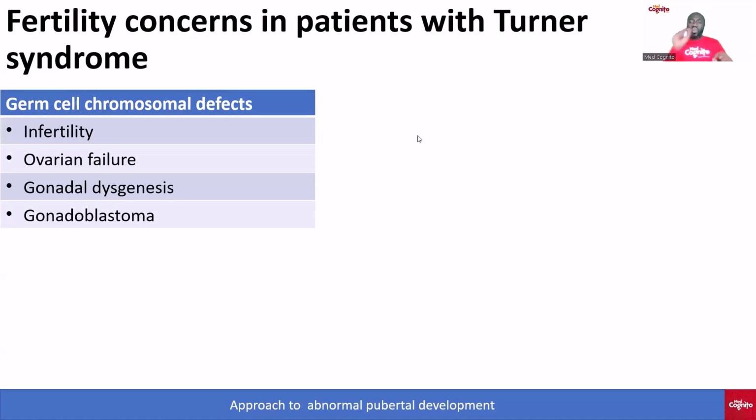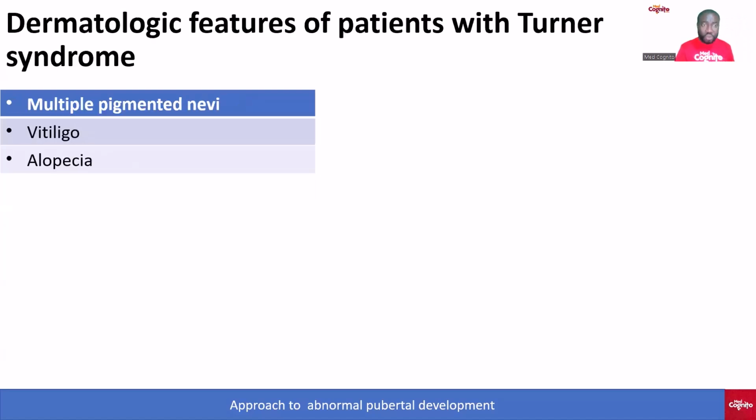So if we ask what germ cell tumor is associated with Turner syndrome, it is gonadoblastoma. Please write that down. What germ cell tumor is associated with Turner syndrome? It is gonadoblastoma.